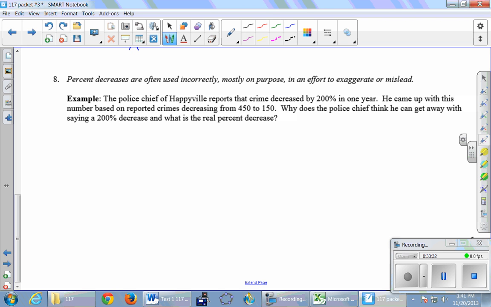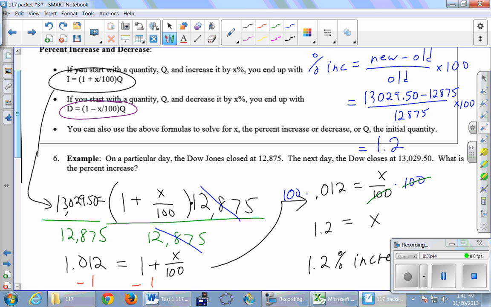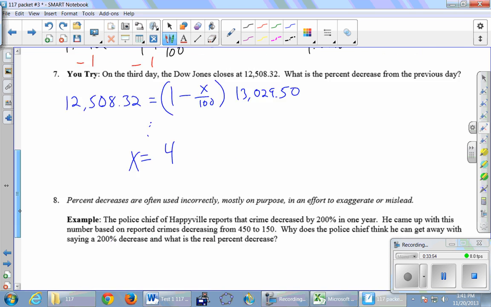All right, so let's actually calculate the correct answer here. We want to figure out what the real percent decrease is. Same idea as up above. Are we using the first formula or the second formula? Second one, it's not a big deal. First one is the increase formula I. Second one is the decrease formula D. It just means you're going to get a negative answer if you use the wrong formula, but it's okay.